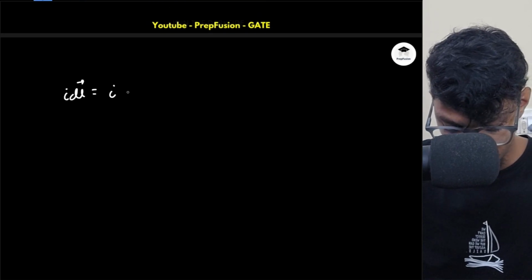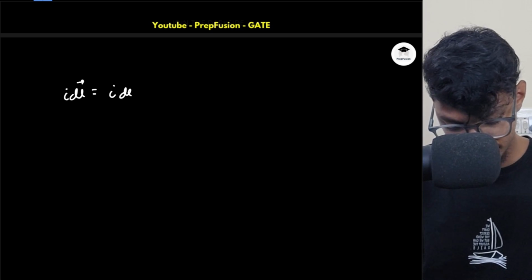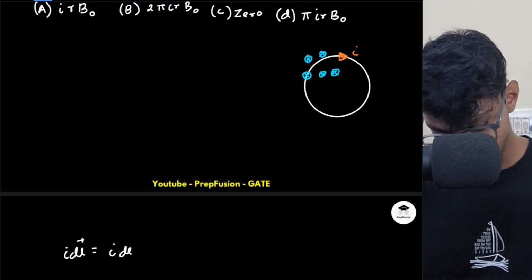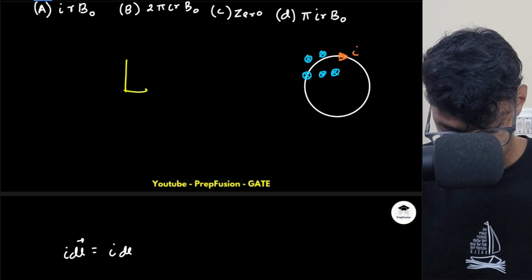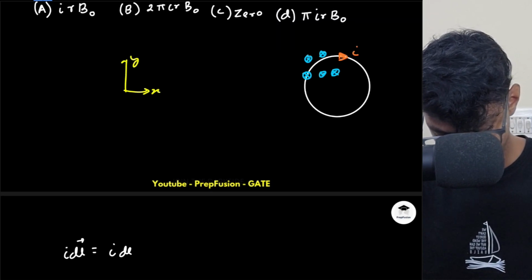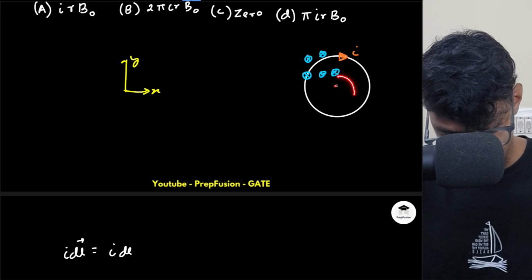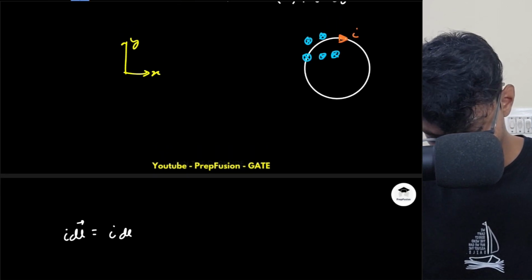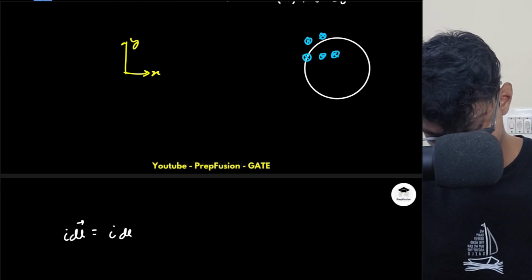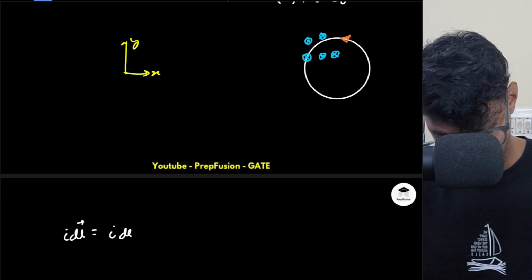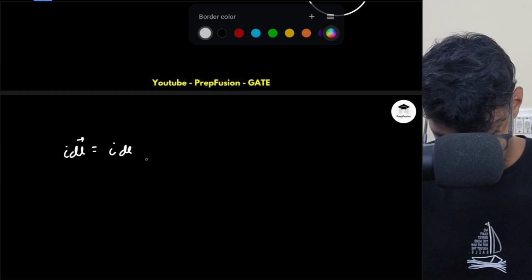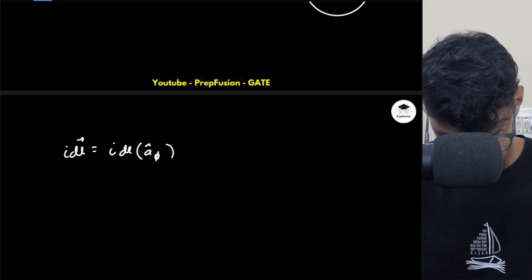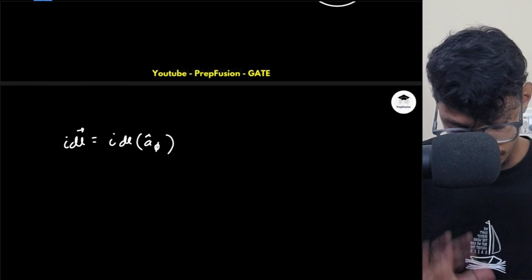of I dl. If I assume this plane as xy, they haven't mentioned any reference, so I have to take a reference. The reference will be, this is x, this is y. So this is in the a phi direction. I will just assume, for my convenience, an anti-clockwise current I. So this will simply be in the a phi direction, right? I dl a phi. Okay, so this is one thing.